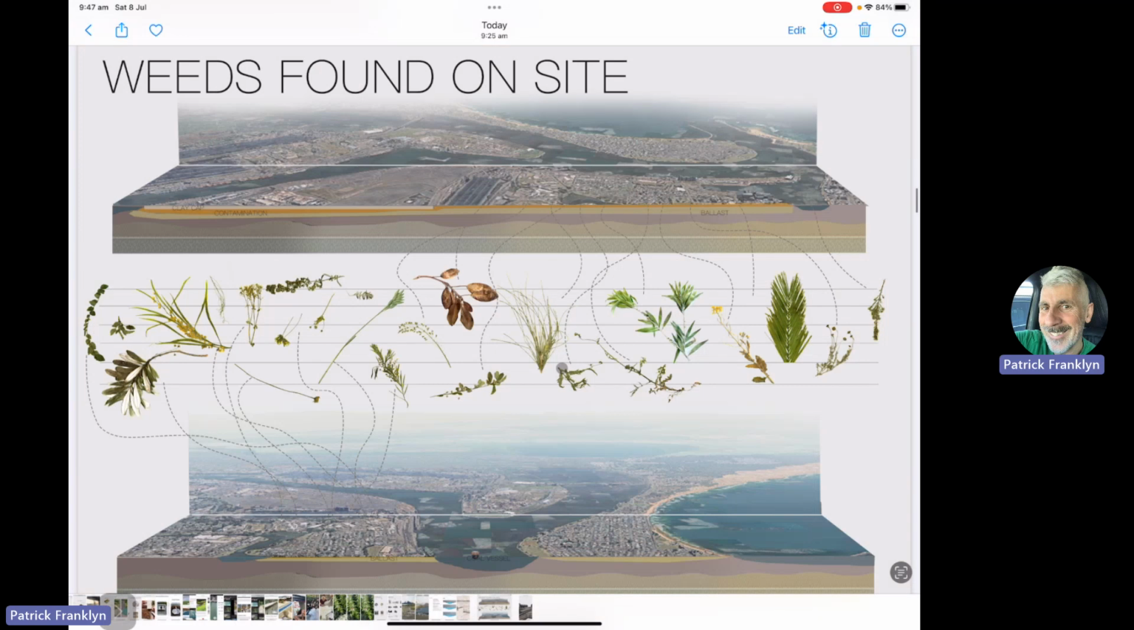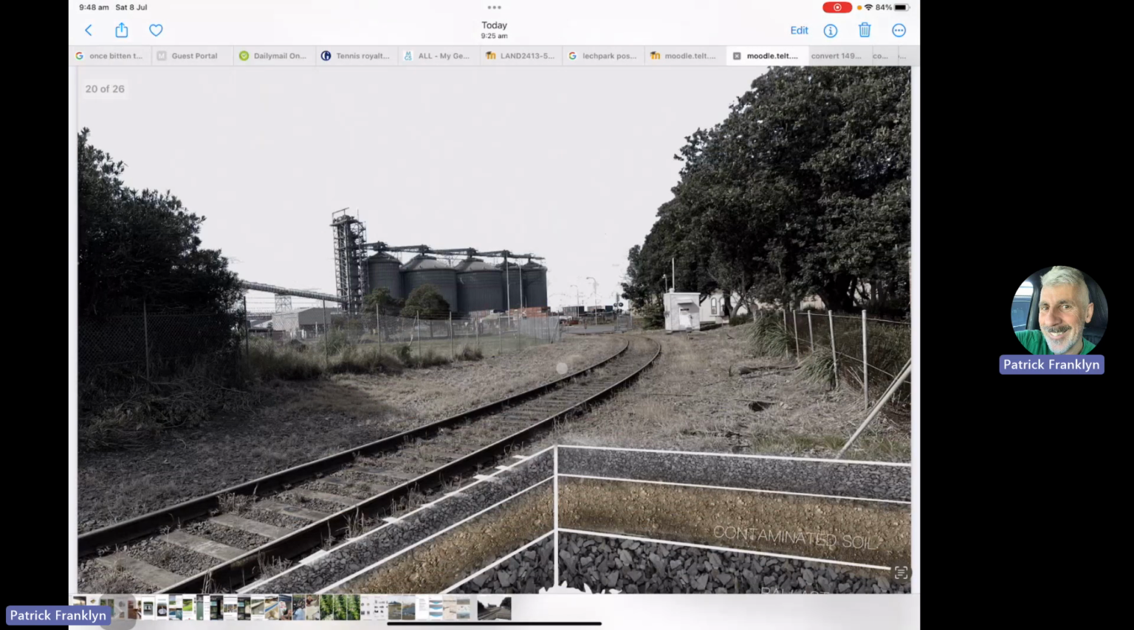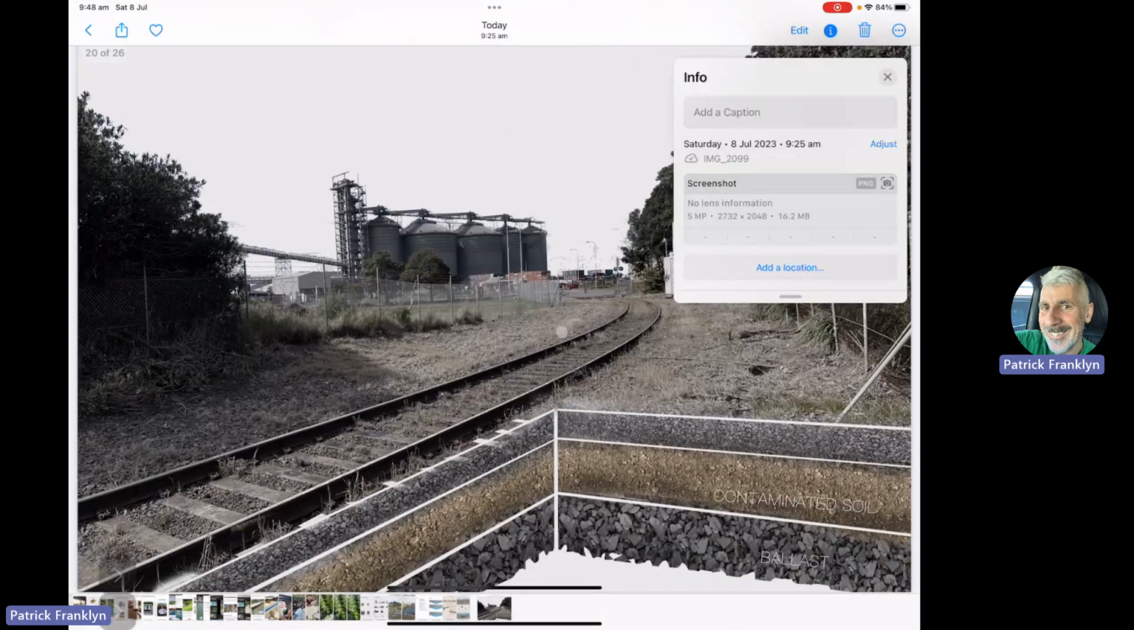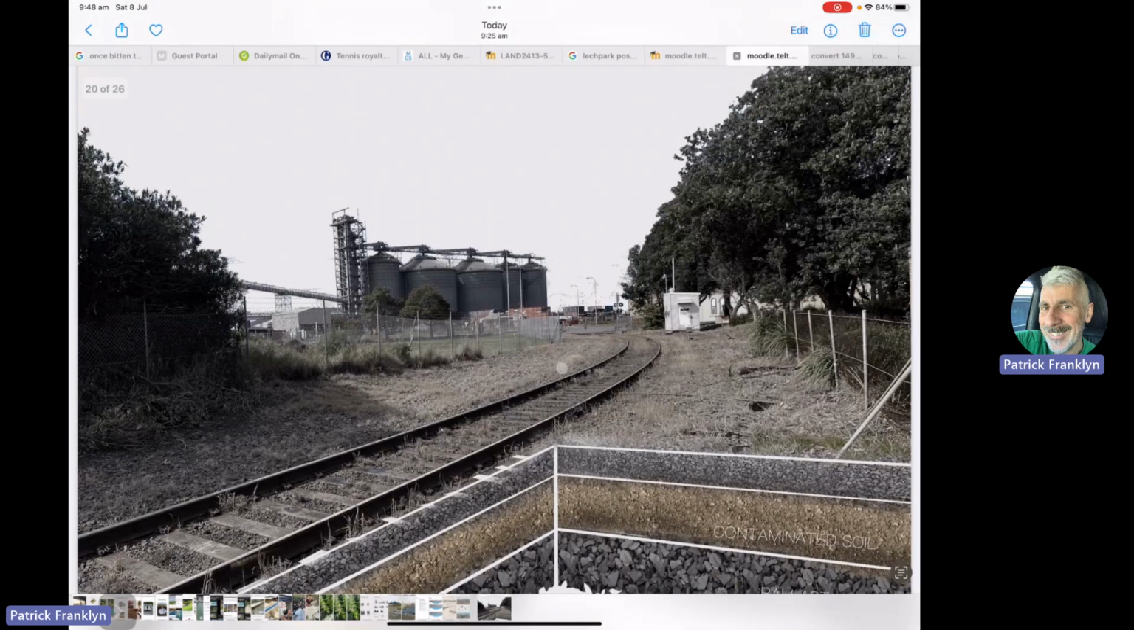Again, a great multiple scale drawing. Weeds found on site. We get the whole site, we get a section, and we get the detail. Weeds found on site. I mean, that's just a terrific drawing. And here's a terrific section. I think I've chopped a bit of it off, but a little bit. But we get the site, and we get a section within it telling us about contaminated soil. Now, I can imagine on your site, we could have the site and a section telling us about things like wetness of the soil, inundation, etc.